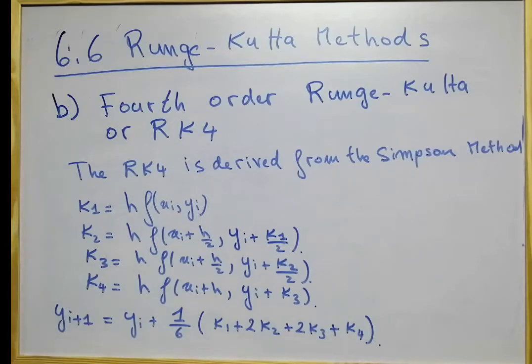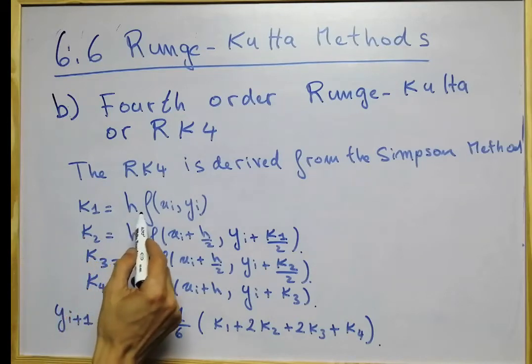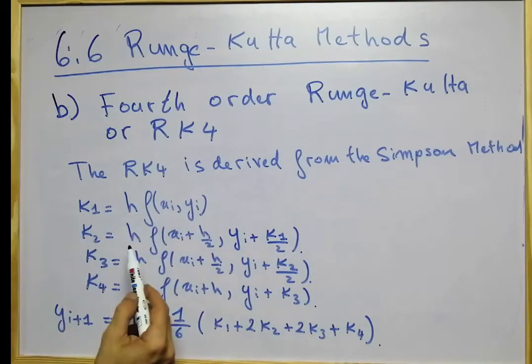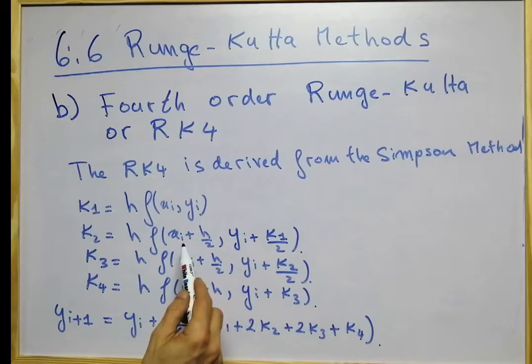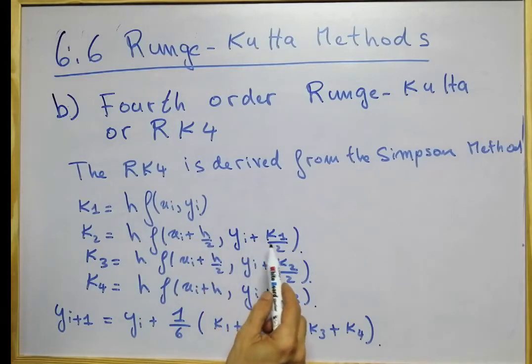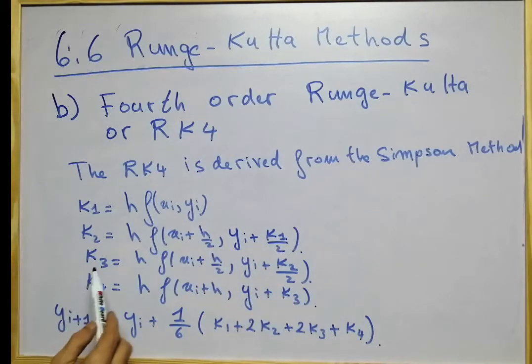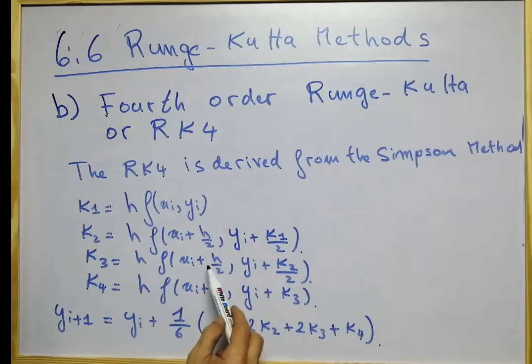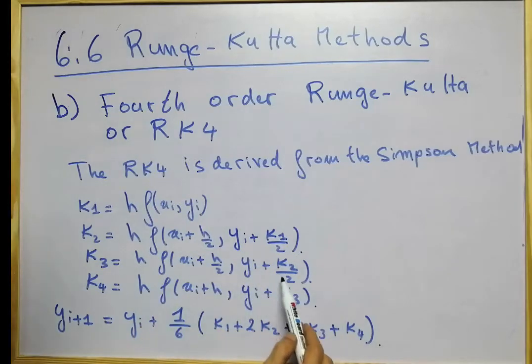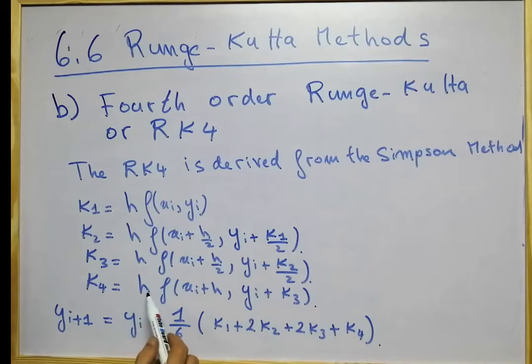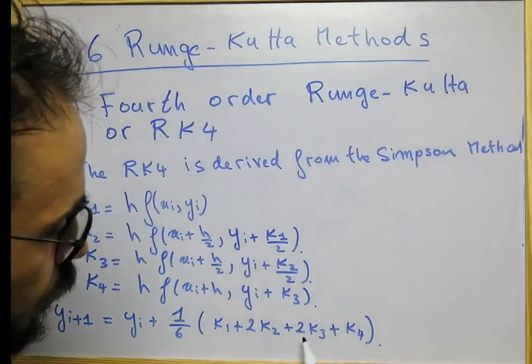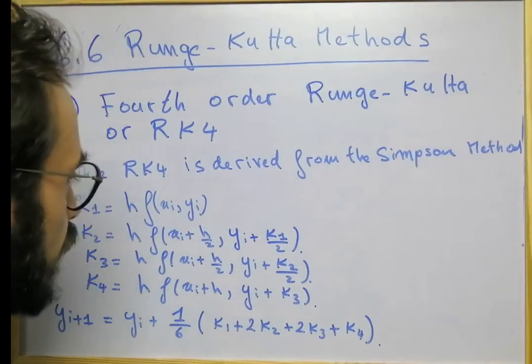So the RK4 reads as K1 is equal to h f of x i, y i, K2 is equal to h f of x i plus h over 2, y i plus K1 over 2, K3 is equal to h f of x i plus h over 2, y i plus K2 over 2, and K4 is equal to h f of x i plus h, y i plus K3, and then y i plus 1 is y i plus 1 over 6 times K1 plus 2K2 plus 2K3 plus K4.